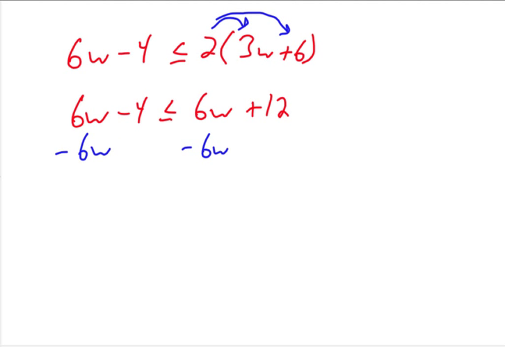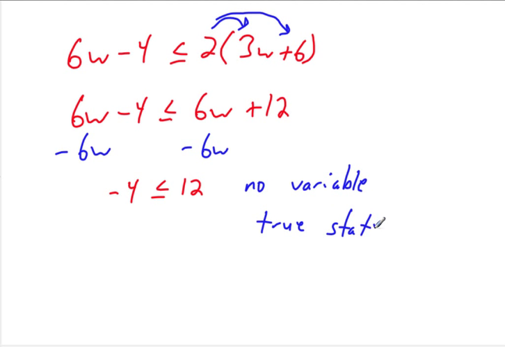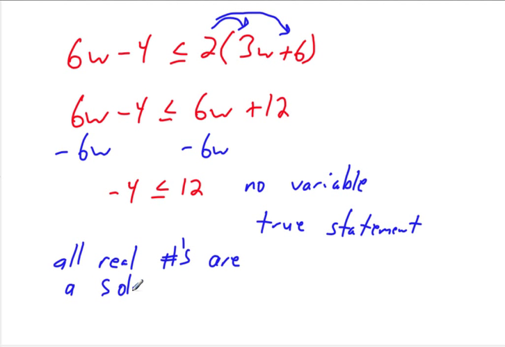Okay, subtract 6w from both sides, and something similar just happened. The w went away, so we're left without a variable. But in this case, we have a true statement, so we have no variable, but it's a true statement. That means there are infinite solutions, so all real numbers are a solution. So any number you plug in there will make a true statement.